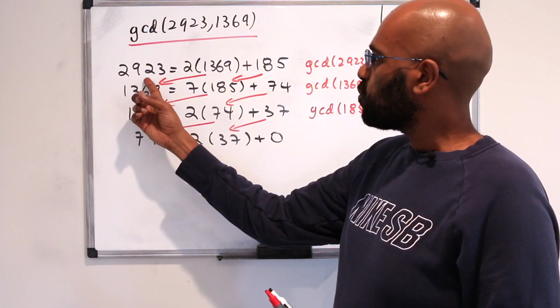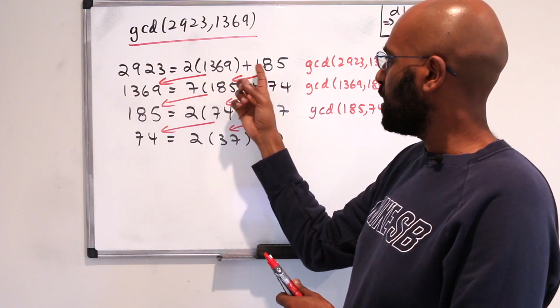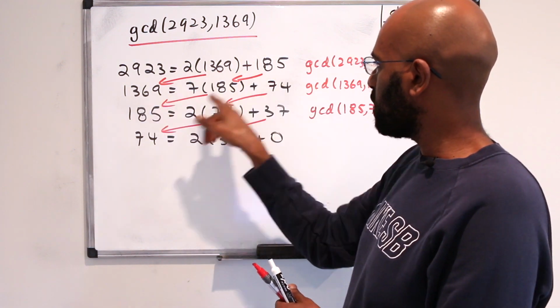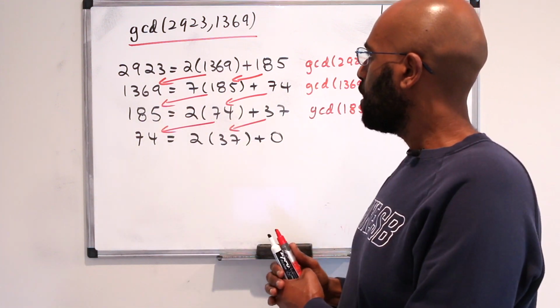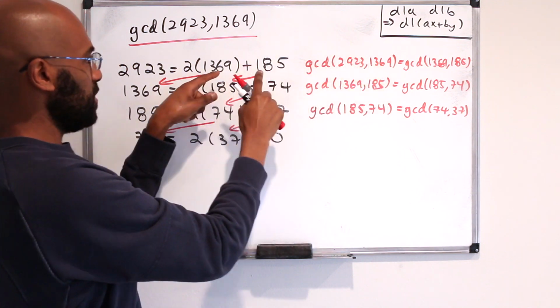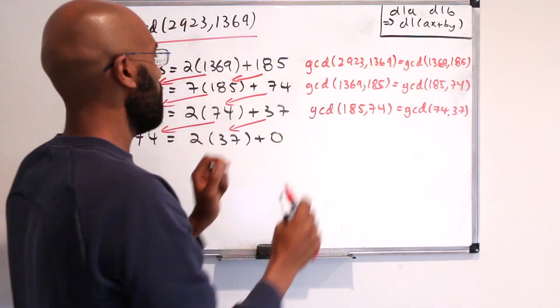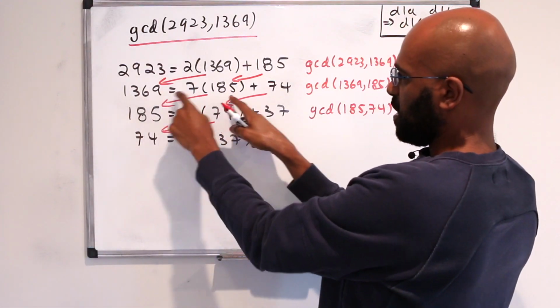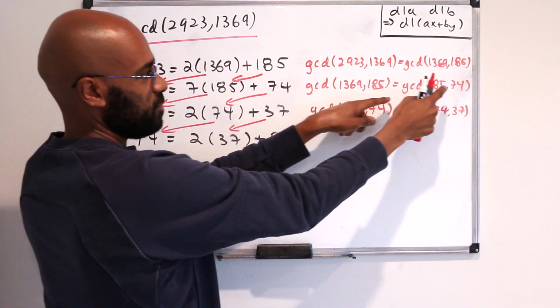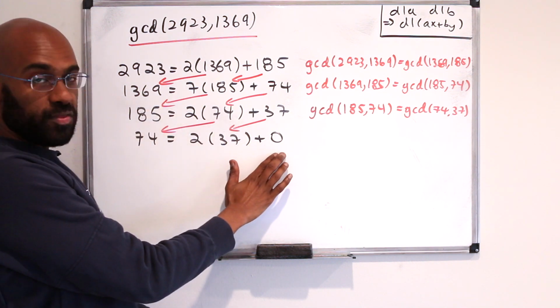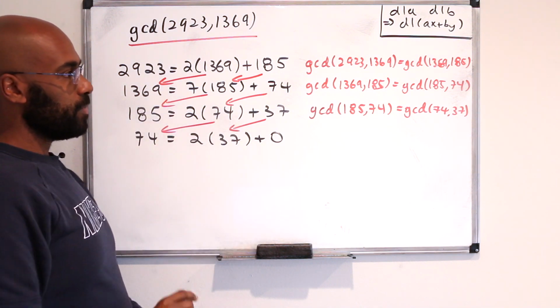So we take 2923, divide by 1369, and get a quotient and a remainder. Then we use those two smaller numbers, repeat the process, repeat again, repeat again. If we do that, we get that the GCD of this pair is the same as the GCD of this pair. And then this pair cascades here to give us that the GCD of this pair and this pair are the same, and that's this pair and this pair right here, etc. And we eventually end with the 0 remainder at the bottom.